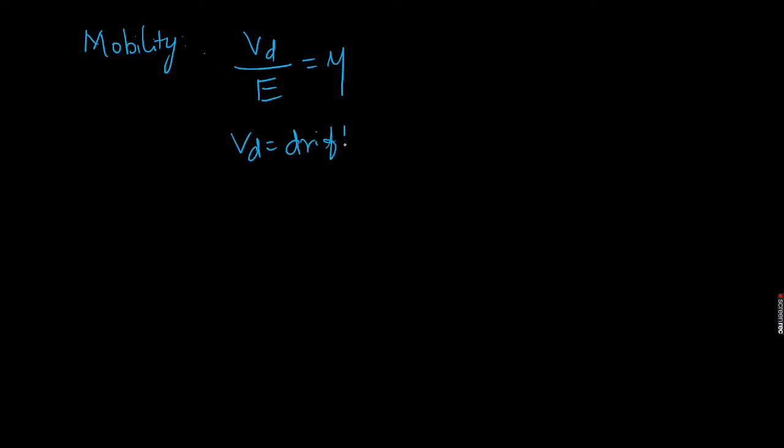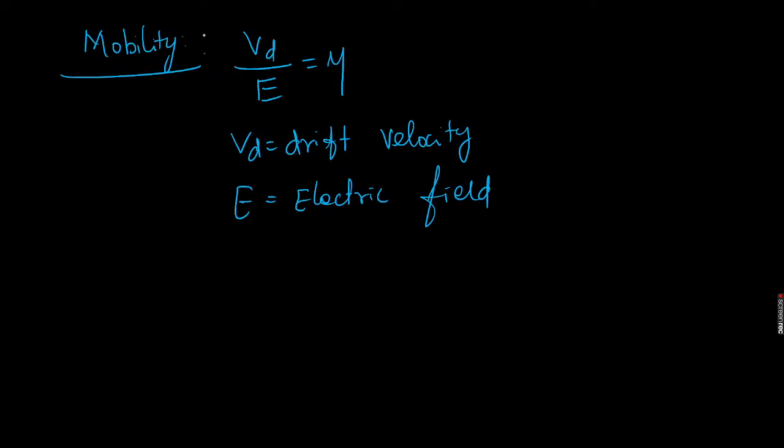Next we need to talk about mobility of the materials. Mobility means it is the drift velocity for unit electric field. So mobility is the drift velocity for unit of electric field. It will be represented by mu, whereas Vd denotes drift velocity, and E, we all know, is the electric field. So this is the formula to calculate the mobility of the material.